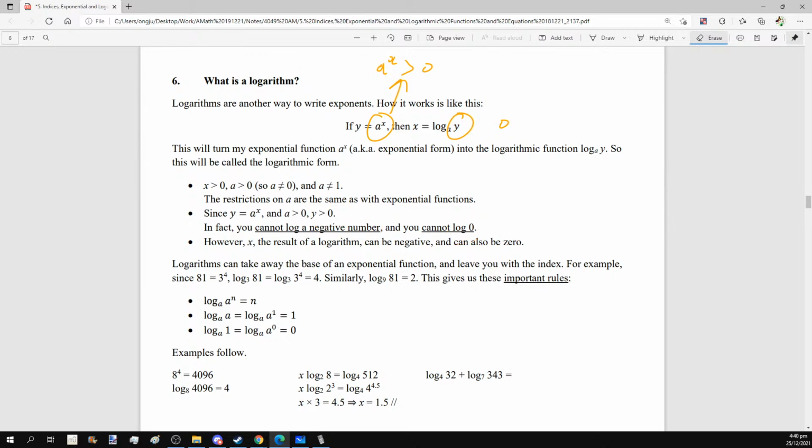By the way, there's a bit of a typo over here, although it's not for a very important section. It says over here that x is greater than 0, but this is actually untrue. You can try it in your calculator right now. For example, log 1 over 100, you should get negative 2. So please help me ignore this.